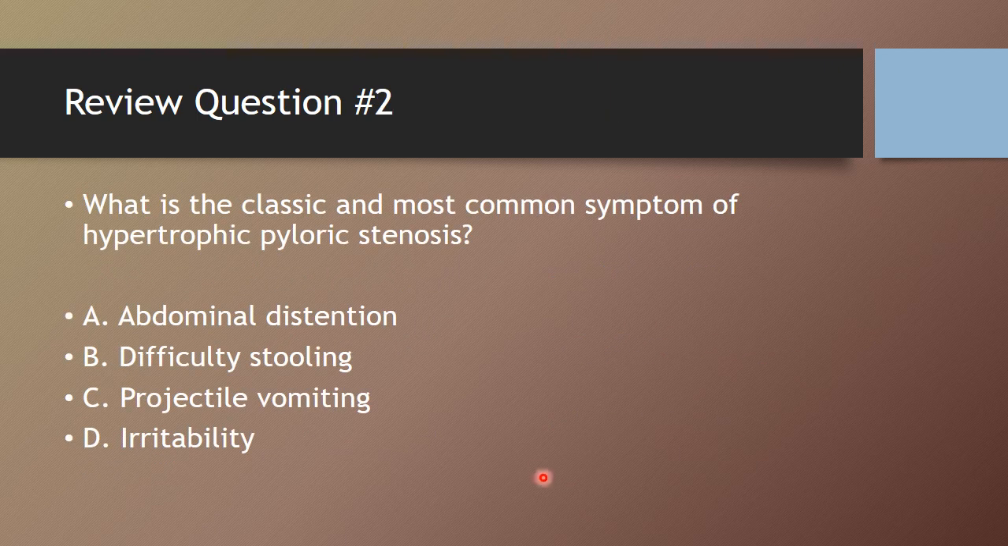Number 2, what is the classic and most common symptom of hypertrophic pyloric stenosis? A, abdominal distension, B, difficulty stooling, C, projectile vomiting, or D, irritability. And the answer is C, projectile vomiting.